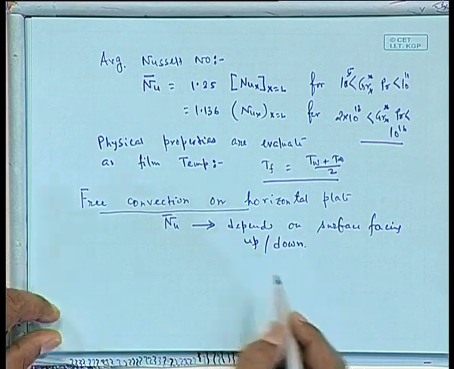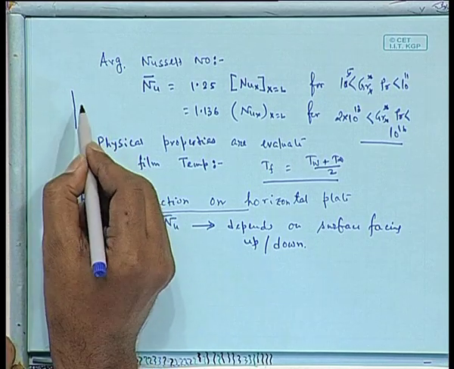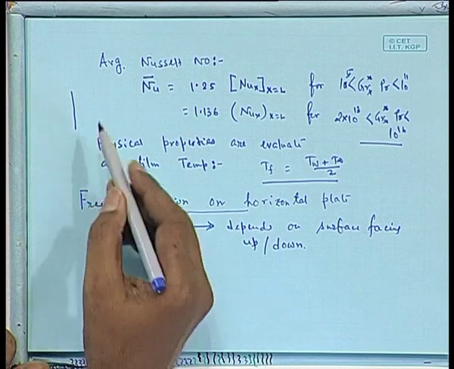Now, you remember one thing, for the case of vertical plate, we are estimating, say let us take it a case of constant wall temperature condition.